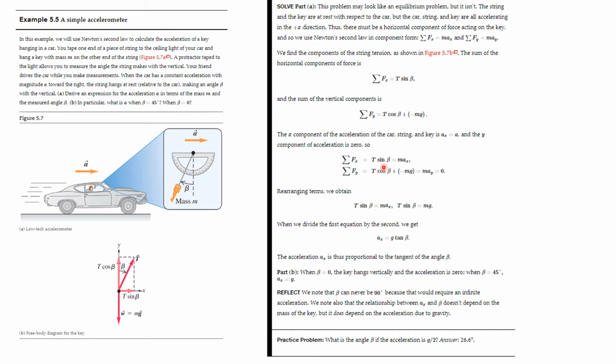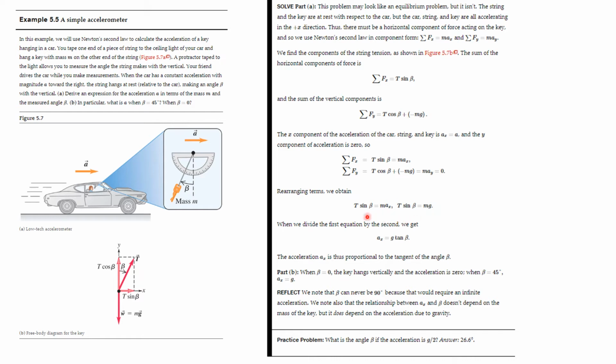So if we rearrange the terms, then we get that T sine beta has to be equal to m a_x, and T cosine beta is equal to mg. I'm sorry, that's a typo on the slide; that should be cosine beta there. And what we're going to do is divide these two equations, taking this equation and dividing it by this equation.